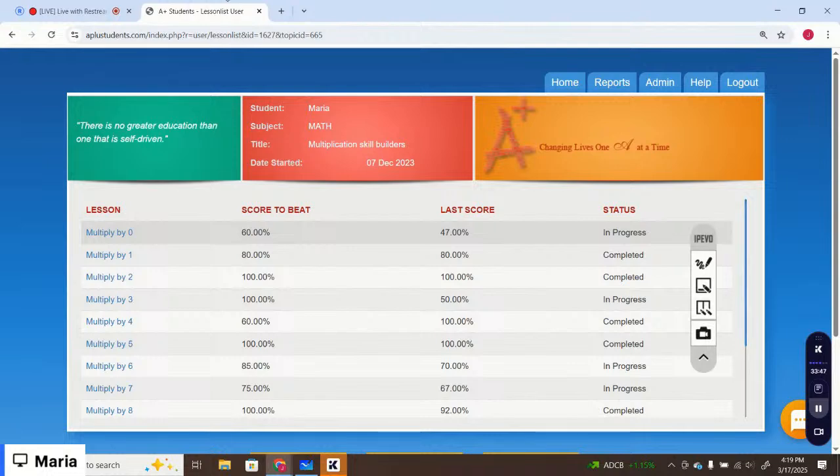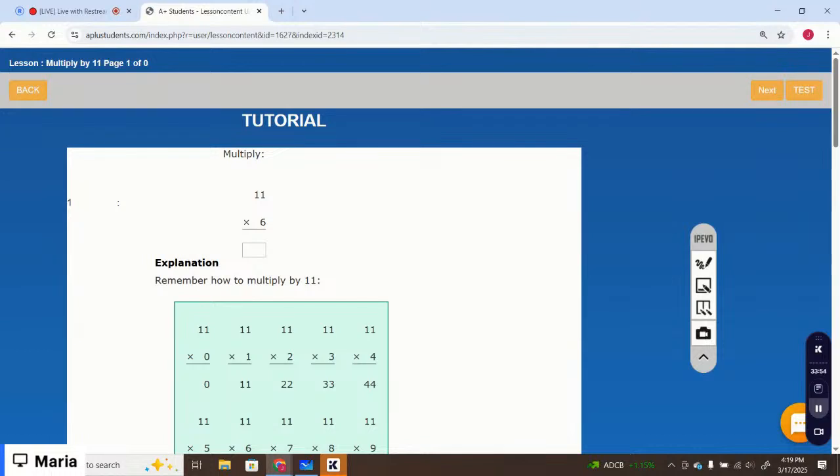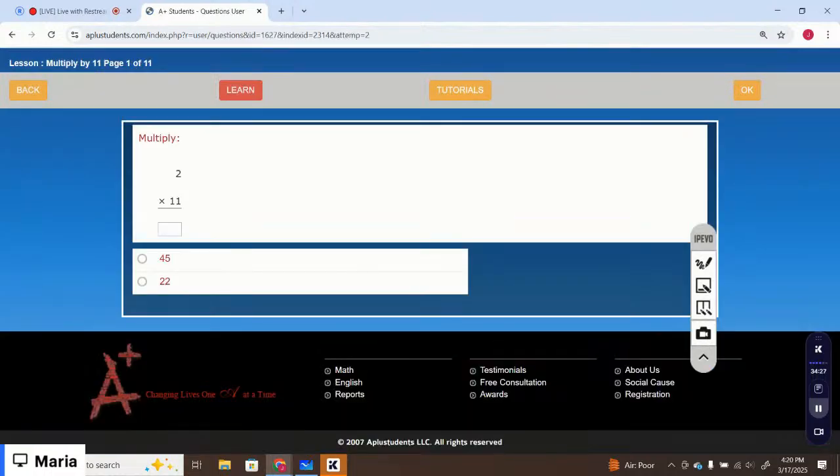The next lesson is multiply by 11. 11 times 6, which is the correct option? 11 times 6 is 66. Let's just start with the test question directly in the easiest table, like 10.